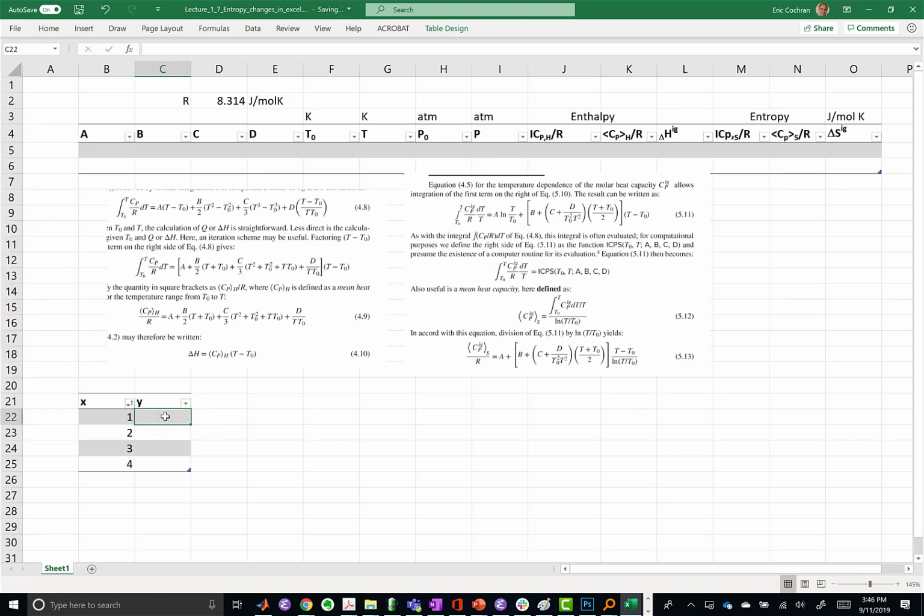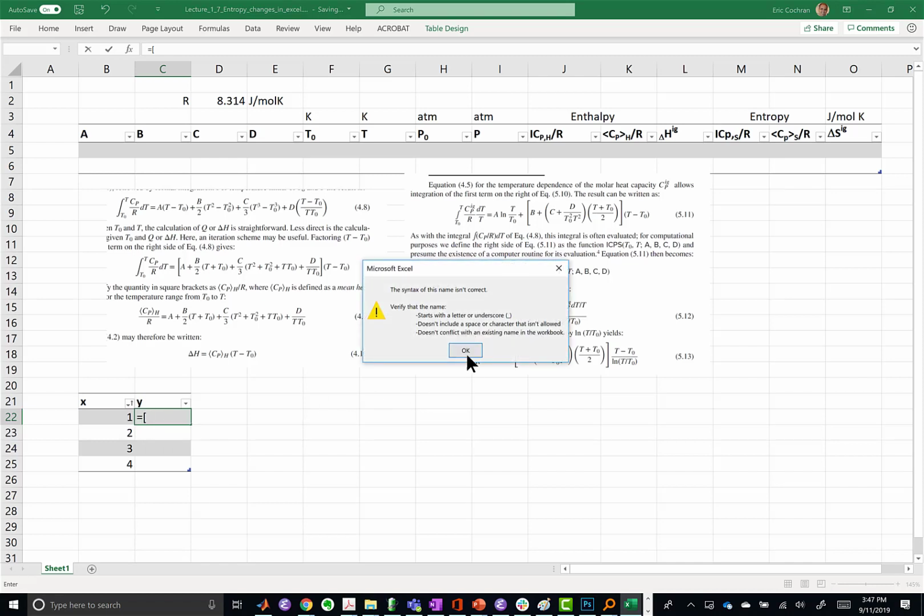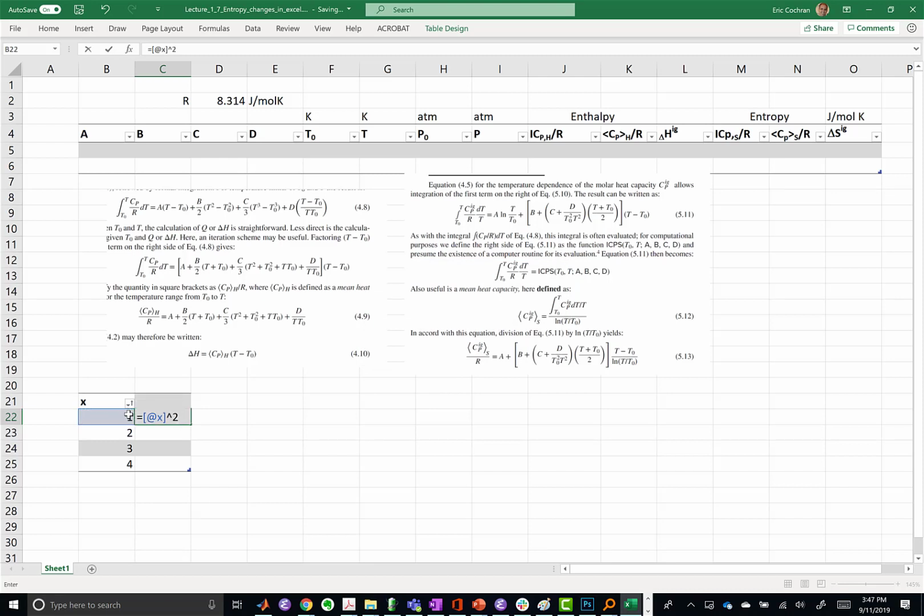But another nice thing that I can do is I can talk about values in the X column by name rather than by cell coordinates. So for example, if I want to say y is equal to x squared, rather than saying y is equal to b22 squared, I can say y is equal to x squared. All right, so I want to point a couple things out here.